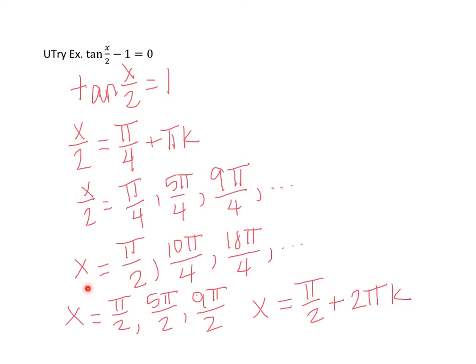And then multiply by 2. Then you get 2 pi over 4, which is pi over 2, 10 pi over 4, 18 pi over 4. Reduce those, you get pi over 2, 5 pi over 2, 9 pi over 2. And these are all 4 pi over 2 apart, adding 4 to each numerator, which is 2 pi. So we start with the first one, plus 2 pi k.